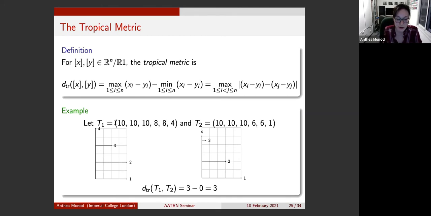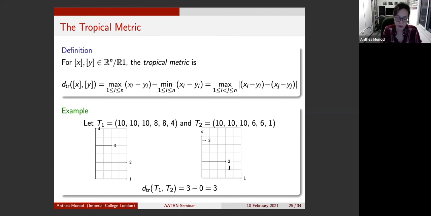This tree here is represented by this vector, and this tree here is represented by this vector. This graph here is actually to scale for these two trees, so it's an accurate representation of what these trees look like. What we do now is take all the differences between each of the coordinates in these vectors. So we have 10 minus 10, 10 minus 10, 10 minus 10, and then 8 minus 6, 8 minus 6, and 4 minus 1. Then we take the max of these differences, which is 4 minus 1, which is 3, and subtract off the min, which is 0, 10 minus 10. So the tropical distance between these two trees is 3. This is how this metric works.